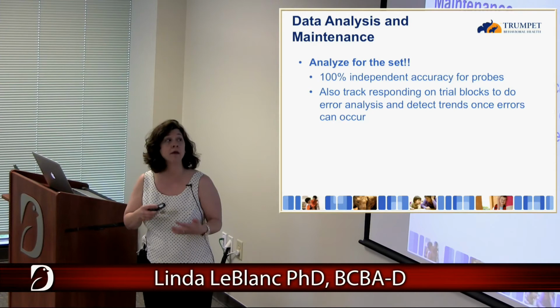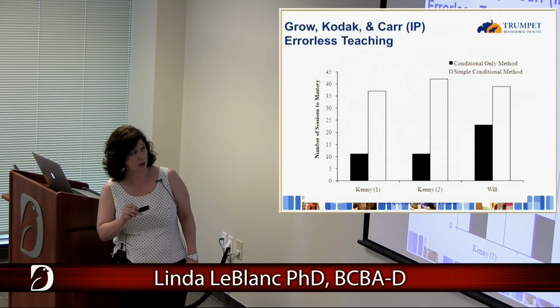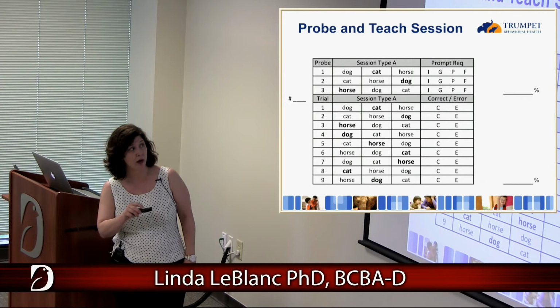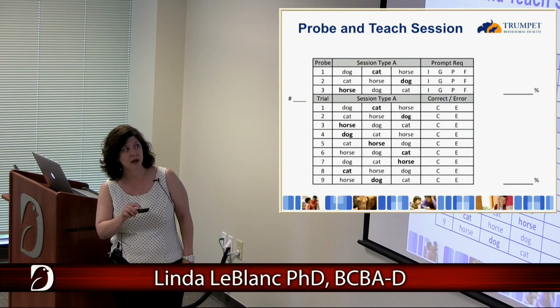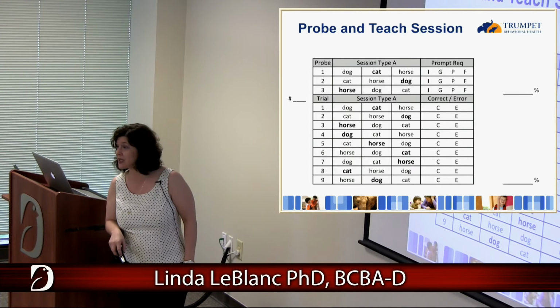Let me just show you real quick. What I typically do is, on this trial, cat's the correct one. That's where you place it. You circle what they picked. And later you can go back and determine whether that was an error or not, because if the bold one's not circled, it was wrong.